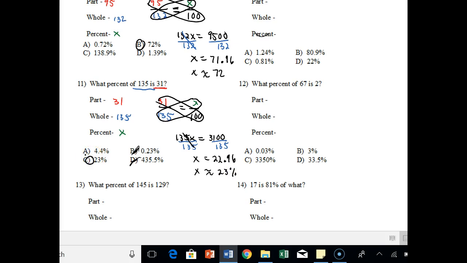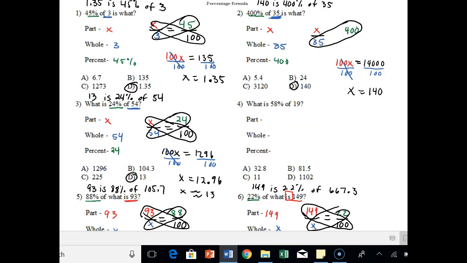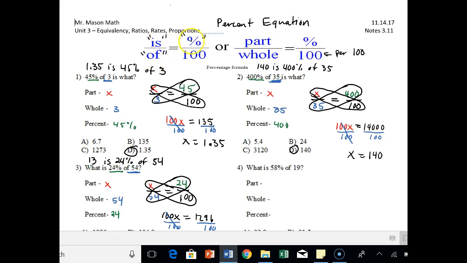So now we've done all the different types where I give you a part and a percent, or a whole and a percent, or a part and a whole but not a percent. We've done all those different variations using is over of equals percent over 100, or part over whole equals percent over 100. You should be able to do these problems very simply. Just always label what each number is representing, and then of the three, you won't have one of them, and then you just cross multiply to solve for x, right? You can't switch up your order. It always stays the same as on the front, where it's always is over of equals percent over 100.